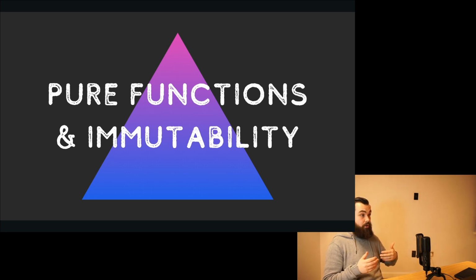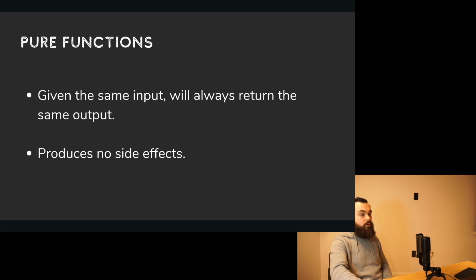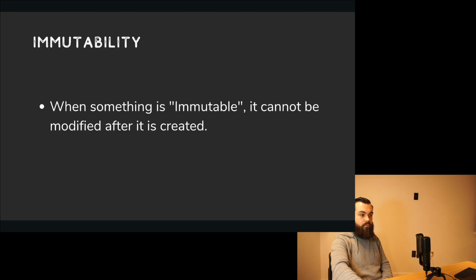Because usually when you hear people talk about pure functions, they kind of guess that you're talking about the immutability side of things as well. But I'd rather just be really explicit in case you're asked in a separate context, what is immutability? So, pure functions. Given the same input, we'll always return the same output. And we're trying to produce no side effect. Okay? Immutability is when something is immutable, it cannot be modified after it is created. Okay? So we usually combine these two together because we treat things like they're immutable when we're trying to use pure functions. That makes sense?